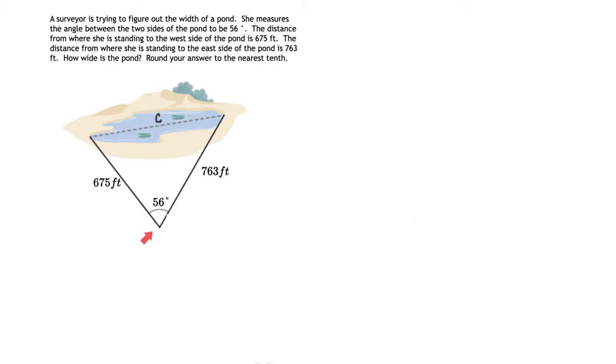All right, in this problem, a surveyor is trying to figure out how wide this pond is. The surveyor stands right here at this point and measures 675 feet to the west side and 763 feet to the east side.